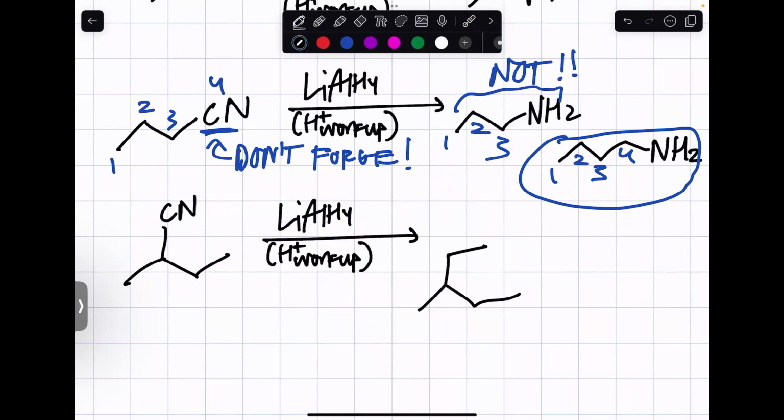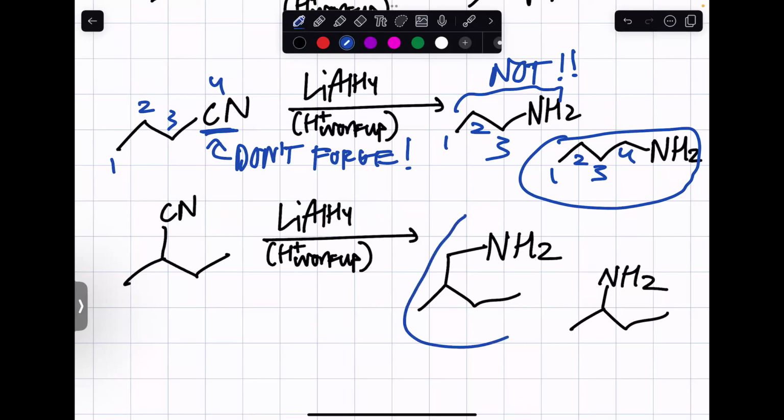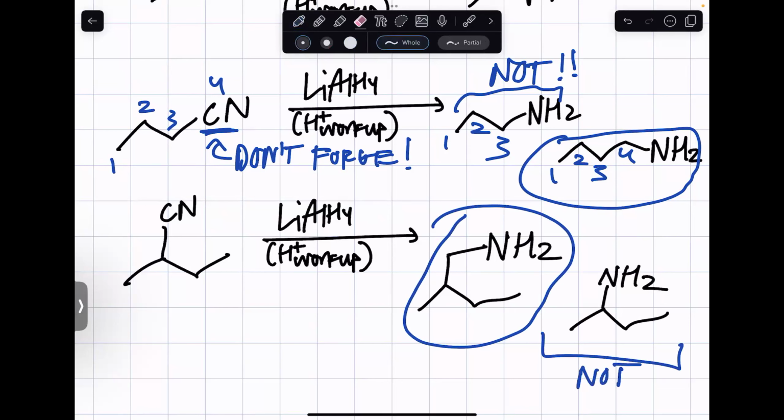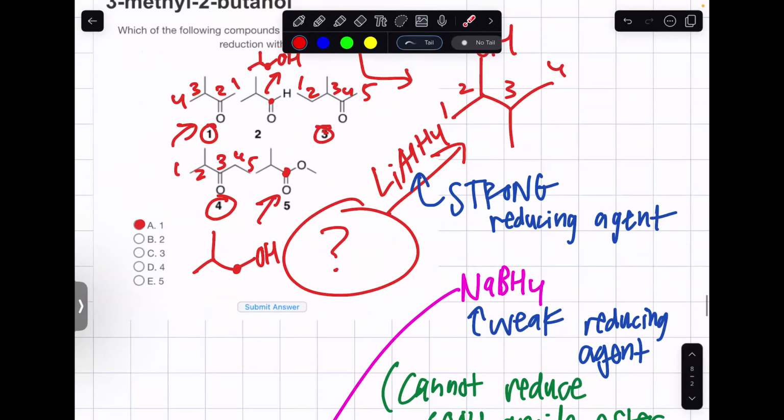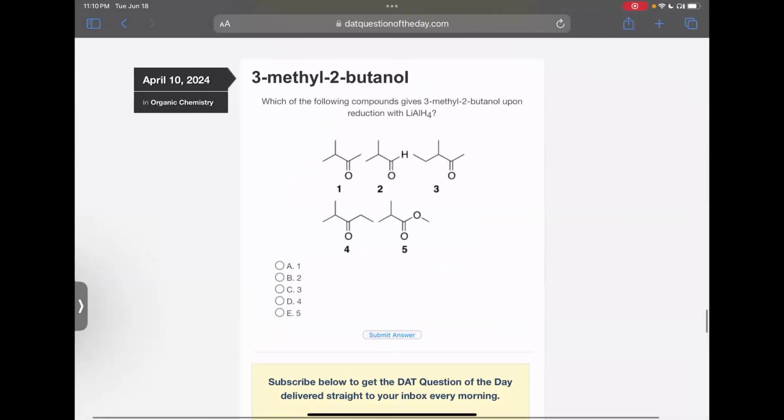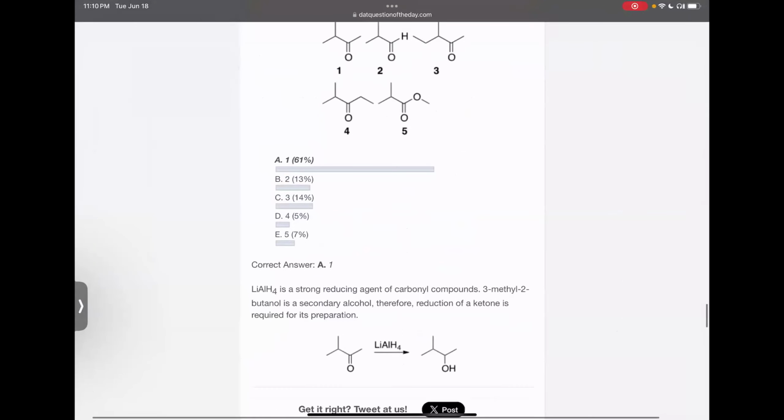So for this one, it's going to be that, not this, because this carbon of the nitrile is that carbon right there.